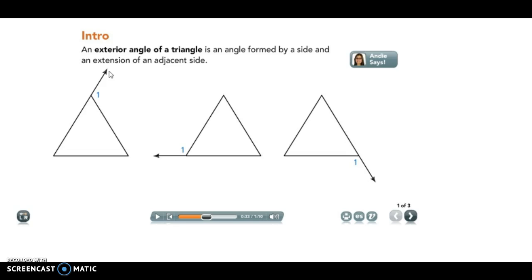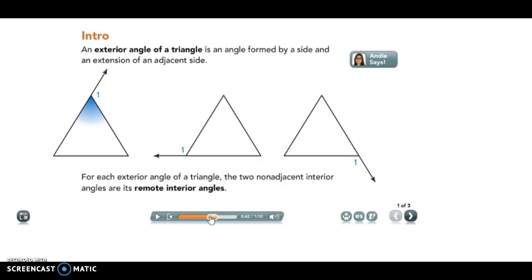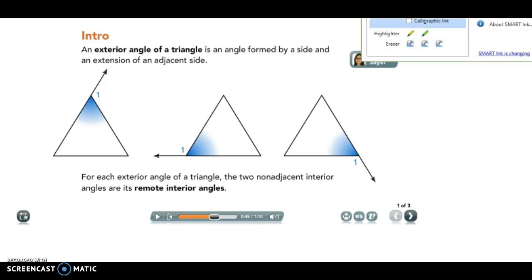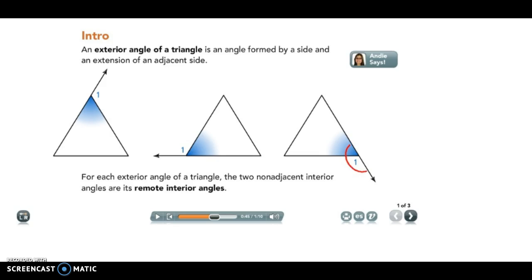So that angle 1 is an exterior angle because it's on the outside, and it is also adjacent, which means side by side of an angle. For each exterior angle of a triangle, the two non-adjacent interior angles are the remote interior angles. So right here, the blue parts are the adjacent angles, the ones that are side by side. If you remember from 6th grade, adjacent angles are side by side, so this angle shares a common side and a common vertex, and that makes it adjacent.